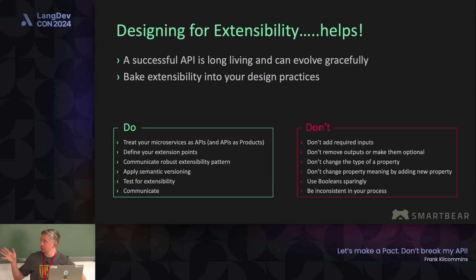I won't go through the don'ts because I know we're short on time, but these are very run-of-the-mill don'ts. Don't add required inputs to an interface that you've already exposed. Don't remove outputs or make them optional, unless you know it's safe to do so, of course. Don't change the type of a property, or don't introduce a new property which in turn infers a change to the initial meaning of an existing property. When it comes to Booleans, use them as sparingly as possible if you want something that is extendable into the future.